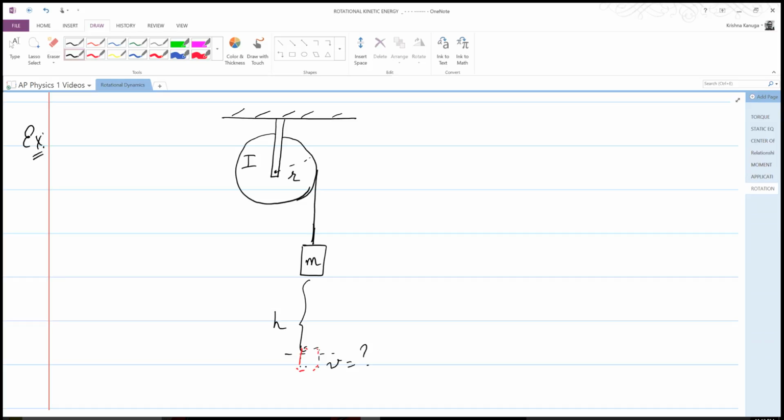So at this point, what I would like you to do is ask before we do anything: what concept are we going to use to address this problem? And the concept typically would mean, can I use F equals ma, tau equals I alpha? Can I use some energy ideas? So what can we use?